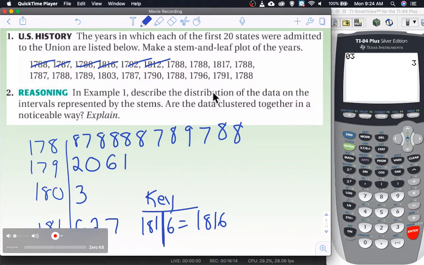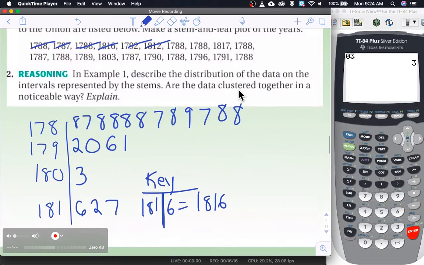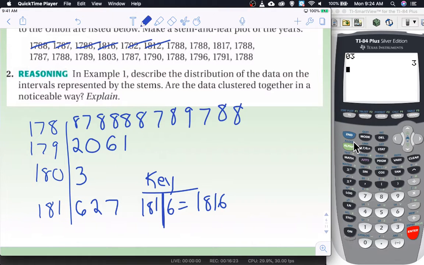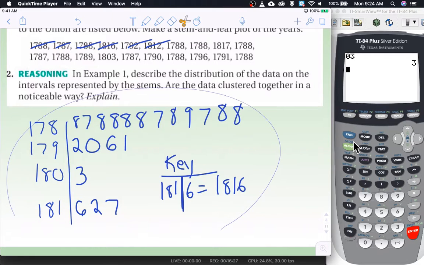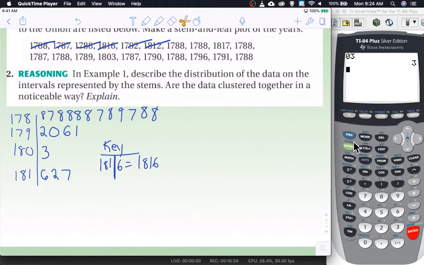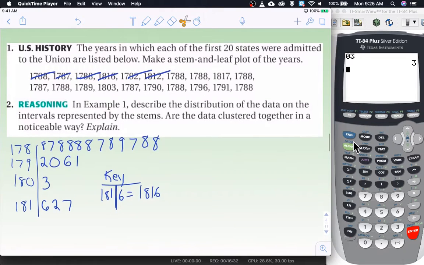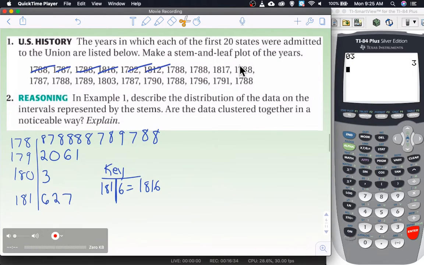So in example 1, describe the distribution of the data on the intervals represented by the stems. Are the data clustered together in any noticeable way? Well, heck yeah. You should have said that after making this, there's a lot of data, a lot of the first 20 states were admitted into the Union in the 1780s. That's where there's the largest chunk in the 1780s. And then after that, there's not as much.